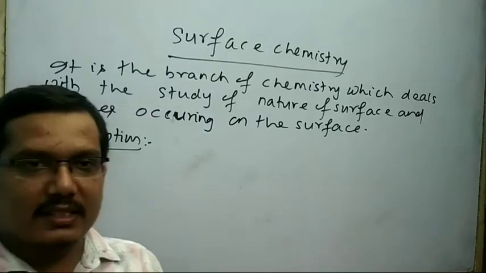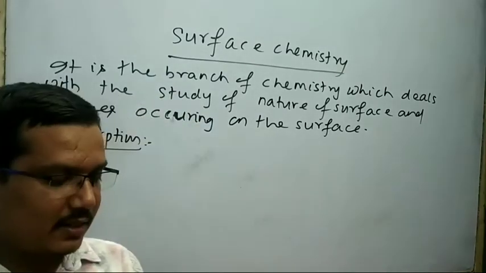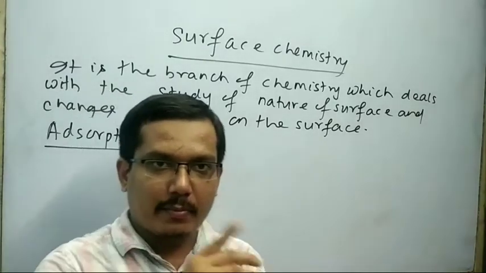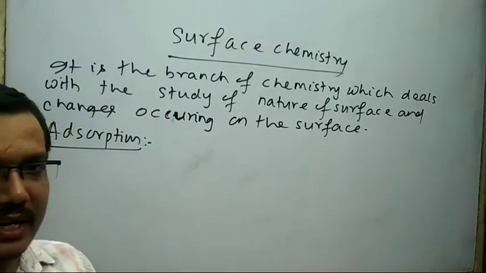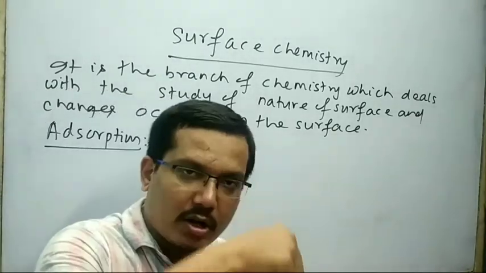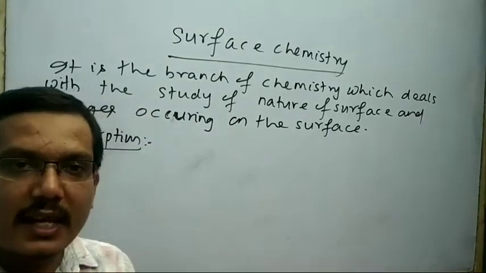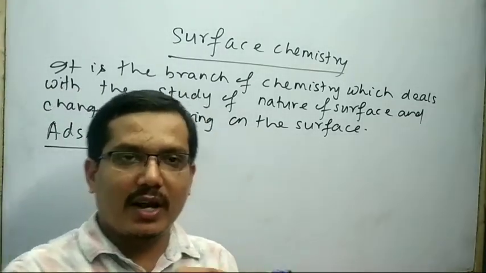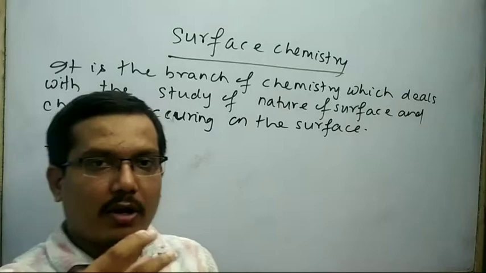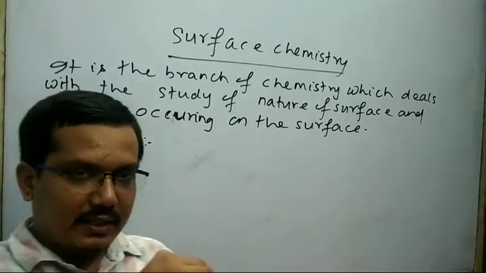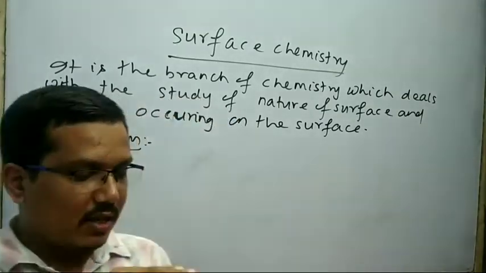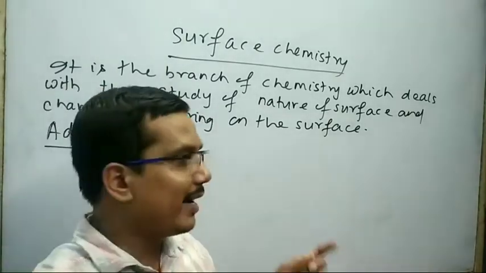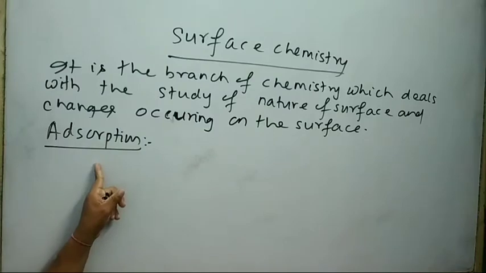Then what will happen? The red color particles come in contact with the surface of the pen, but remember the red color particles do not enter into the bulk of the pen. This is an example of adsorption. In this case, the red color particles adhere to the surface of the pen. That means adsorption is an adhering process.